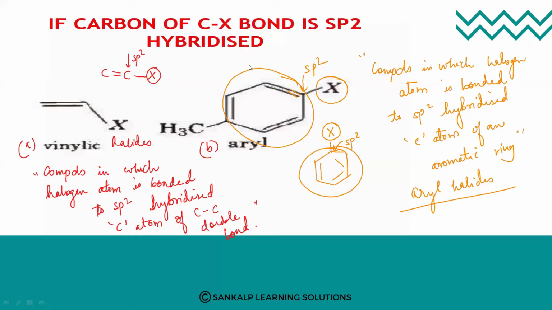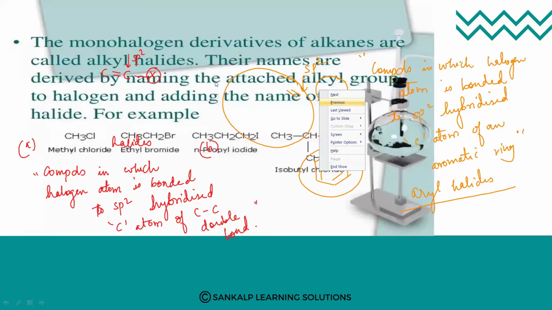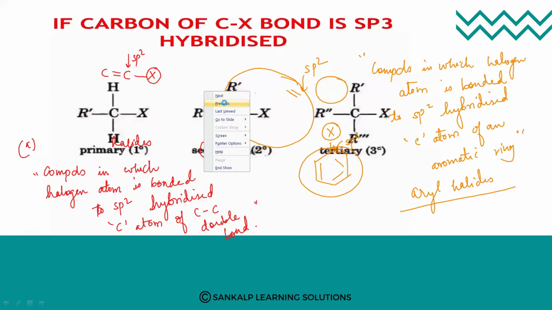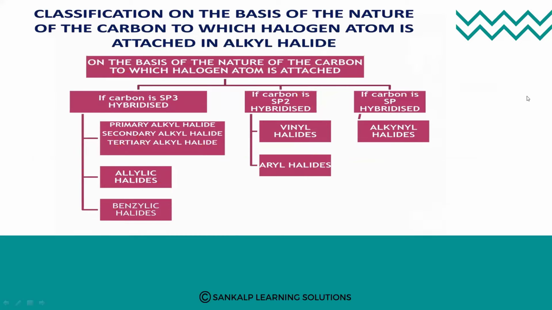Okay, fine. So we'll go. For your syllabus, you have only the classification based on the nature of carbon atoms, that is, if it is sp2 and sp3. sp is not there for you, that is alkynyl halide, so we'll not discuss this and get confused. So you have only sp3 and sp2, you don't have sp.